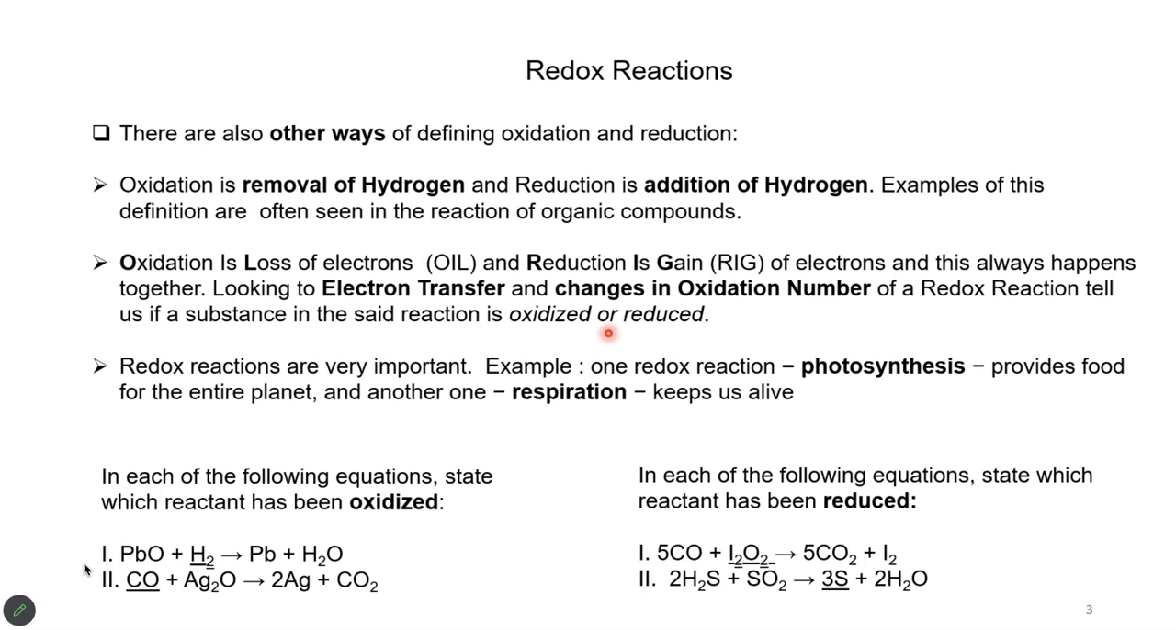Another way to talk about oxidation and reduction is to look at electron transfer and change in oxidation number. That can also tell us which one is oxidized and which one is reduced. So there are many ways of defining oxidation and reduction.